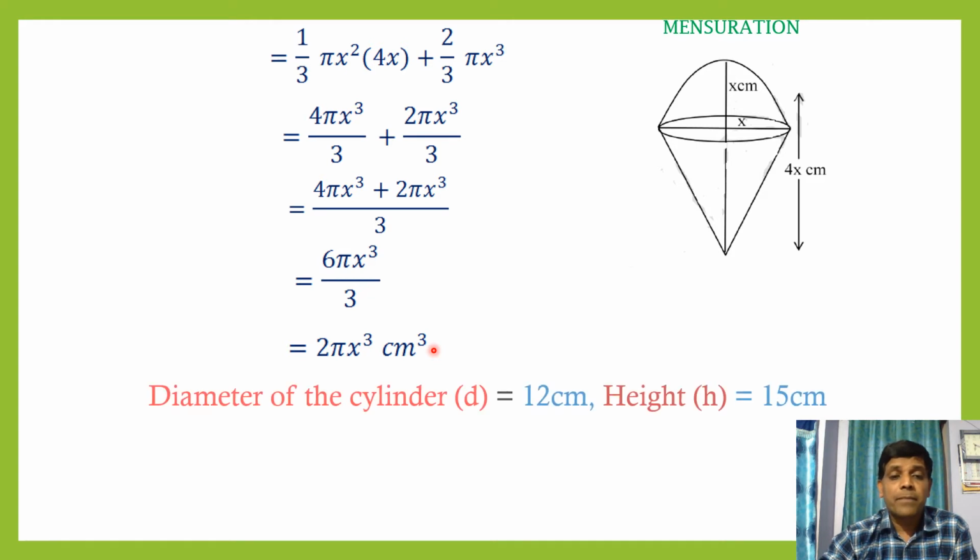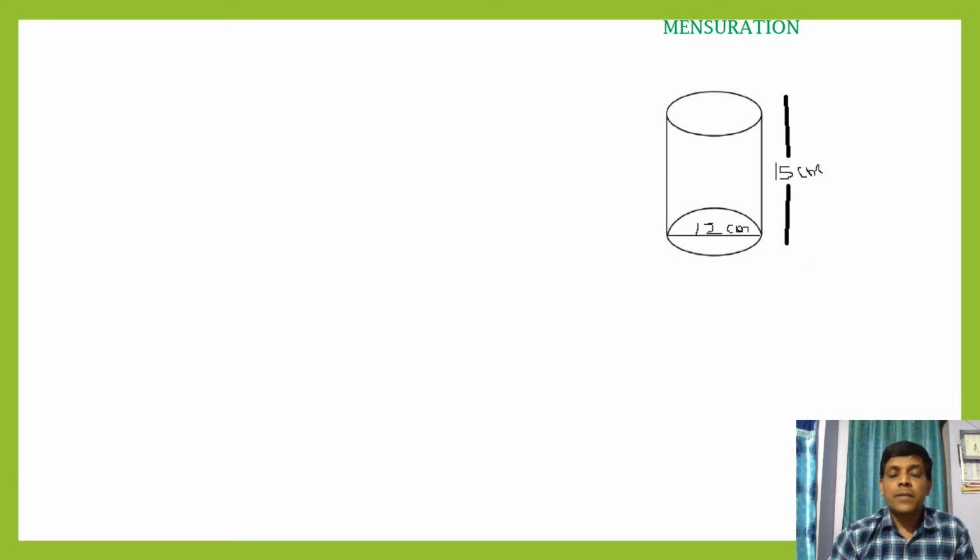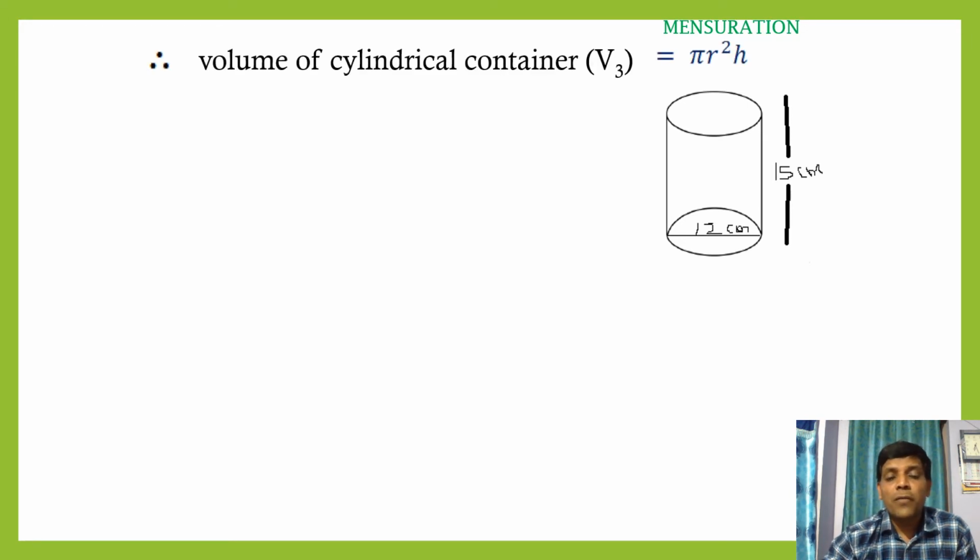Now the next step, diameter of the cylinder. What is the given diameter of the cylinder? Diameter equals 12, and height is equal to 15 centimeters. Therefore, the volume of the cylindrical container V3 is equal to πr²h. So this is the given cylinder. Diameter equals 12 centimeters and height is equal to 15 centimeters. So diameter equals 12, then radius equals 6 centimeters.